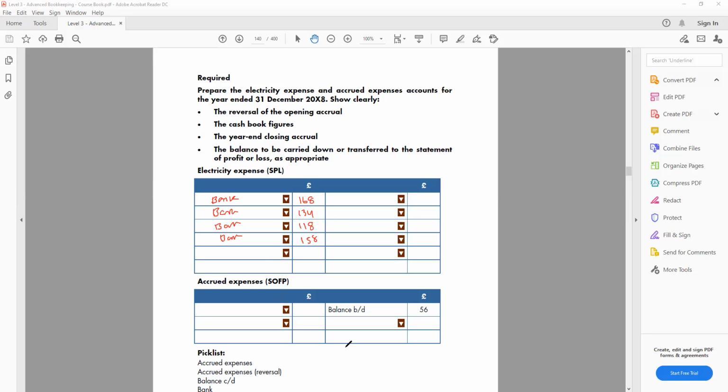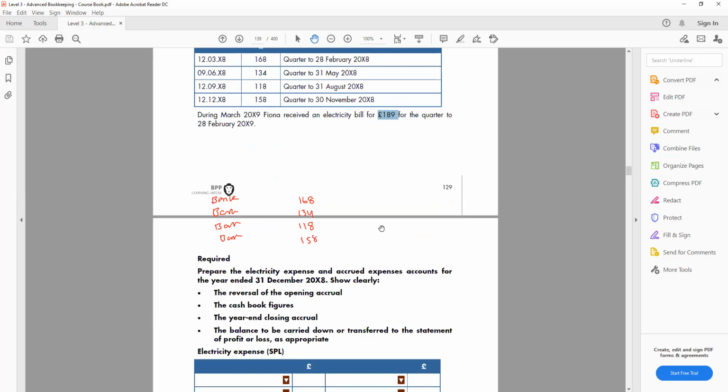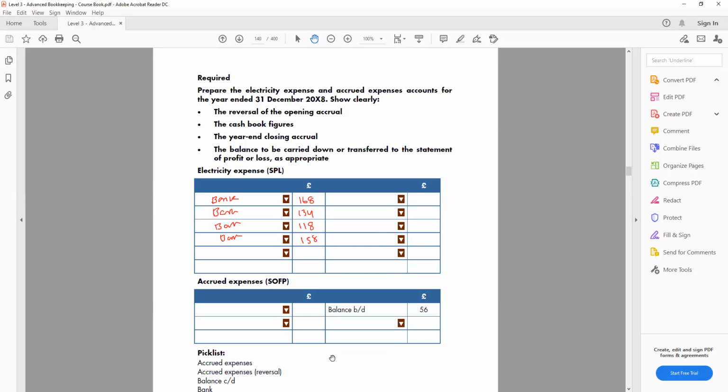How much is the amount? Let's have a look at that. The amount is 189 and 1 month belongs to this year. So I'm going to say 189 divided by 3. That will give me 63. So 63 is relevant to 2008. So you're going to say accrued expense, that is 63. I'm not going to write the bank because we didn't make the payment yet, because that will move to the next year, the way we did the last one.